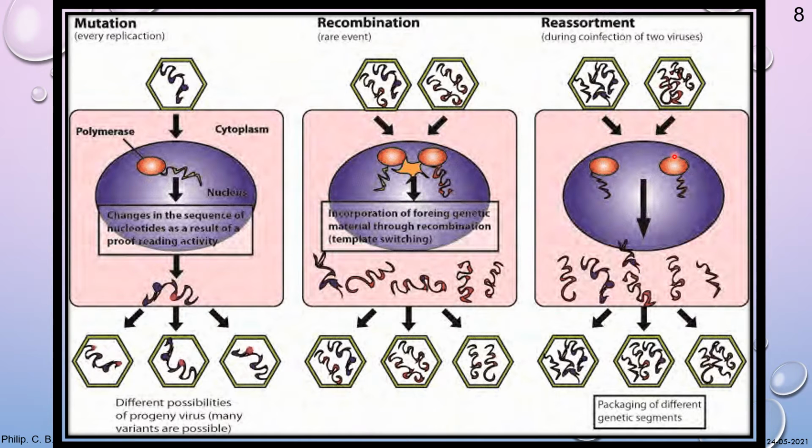Then here from double mutant, if you see how triple mutant is formed, how the mixing takes place, packaging of different genetic segments. So here we learned about mutation, but here they use the term recombination, which is a rare event, reassortment during co-infection of two viruses.